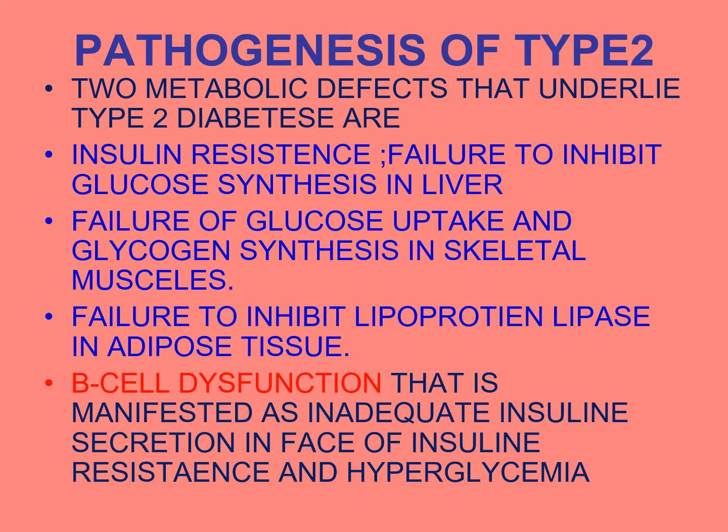And the pathogenesis of type 2 diabetes mellitus, the two metabolic defects that underlie type 2 diabetes mellitus are insulin resistance, that is the failure to inhibit glucose synthesis in the liver, failure of glucose uptake and glycogen synthesis in the skeletal muscles, and failure to inhibit lipoprotein lipase in adipose tissue. From here you can see that with failure to inhibit the glucose synthesis, there would be increased synthesis in the liver from the process of gluconeogenesis. There would be failure of the glucose uptake and glycogen synthesis in the skeletal muscle. So this would lead to an increase in the level of glucose in the blood, and failure to inhibit lipoprotein lipase would lead to increased lipolysis, as we saw.